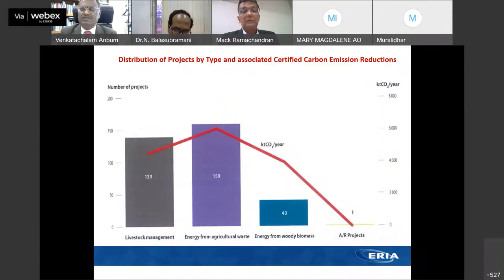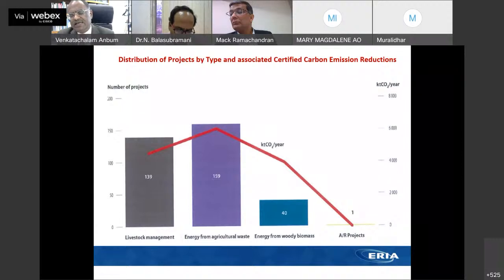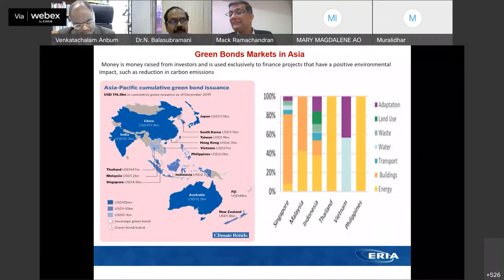But if you look into this sector, that is how this financing has been distributed. Most of it is going to livestock management, and another is waste from agriculture, converting agricultural waste into energy, bioenergy, which is easy to measure in terms of CO2. And also there is energy from food biomass waste. These are the 3 dominant sectors where most of this international funding is going.